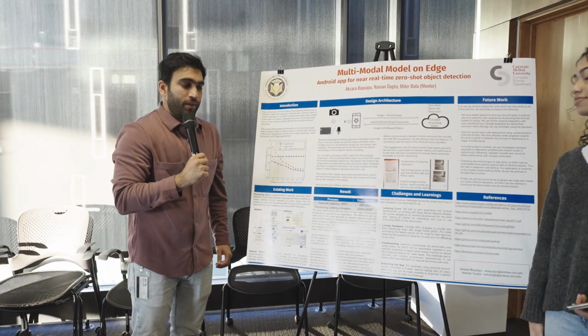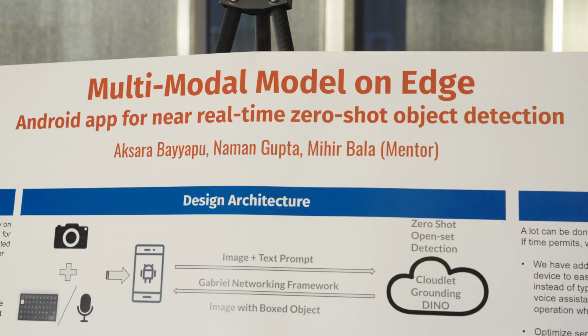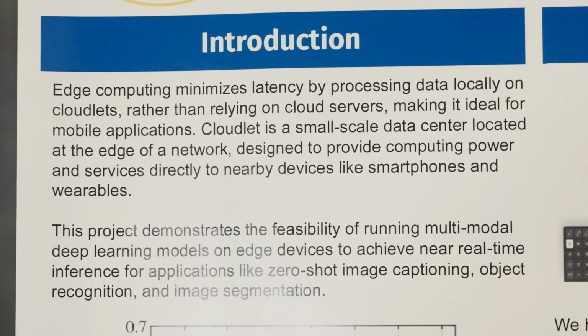Hi, my name is Naman, and today we are presenting a multimodal model on Edge. We have built an Android app which does near real-time zero-shot object detection. So the idea here is we are leveraging edge computing to do real-time image detection, and for that we are using a multimodal model called Grounding Dino. And on the edge, and on the client side, we have an Android application.